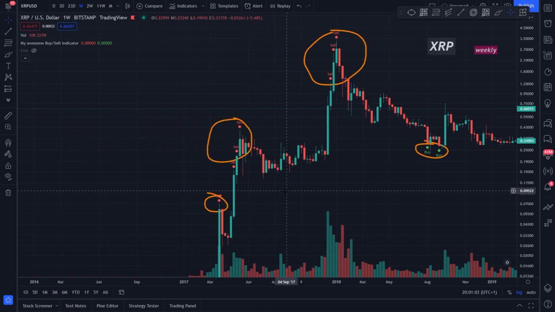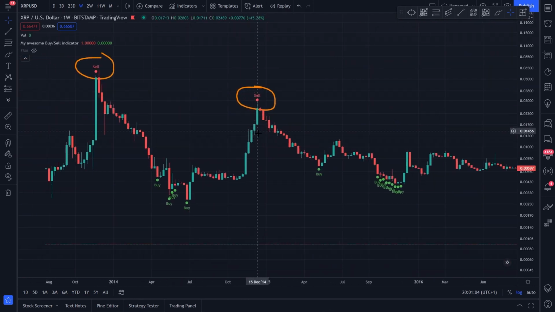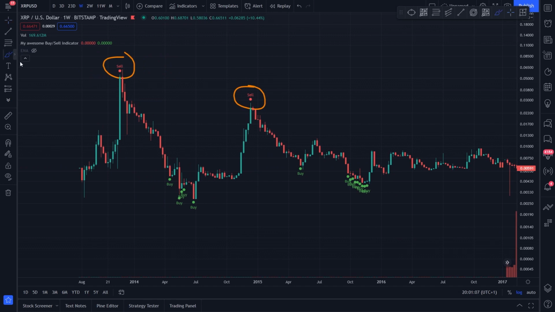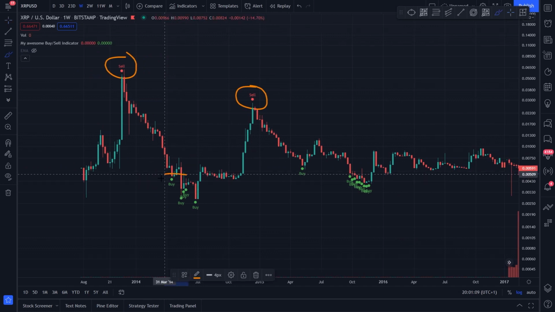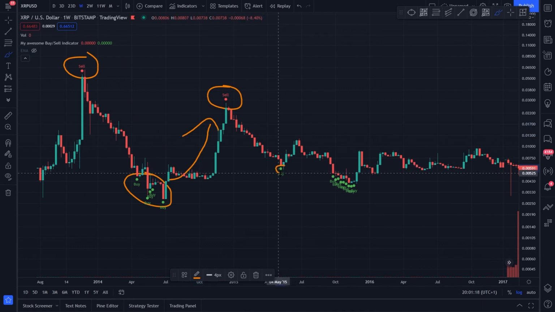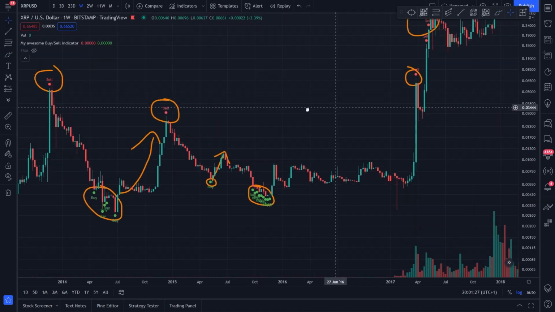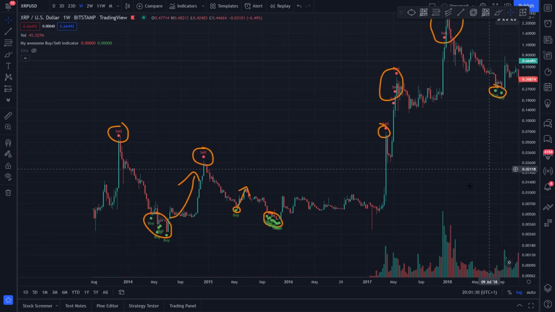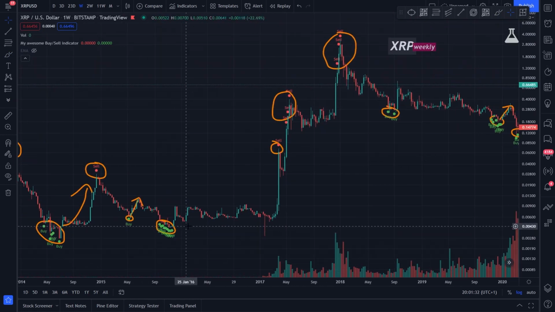And what about the buy signals? It's very interesting also because you see that here we have an area of buy signals, and after this the price went to the upside. Here we have a small buy signal and we have a reversal of the market, and here we have a cluster of buy signals, and it was a very great opportunity to buy XRP because after this it was history.